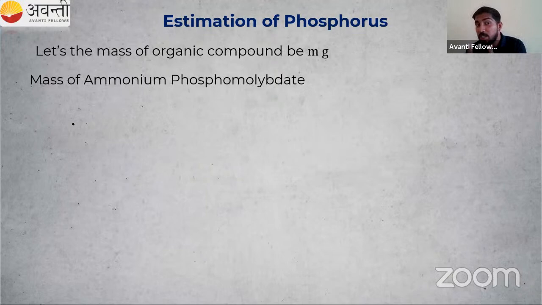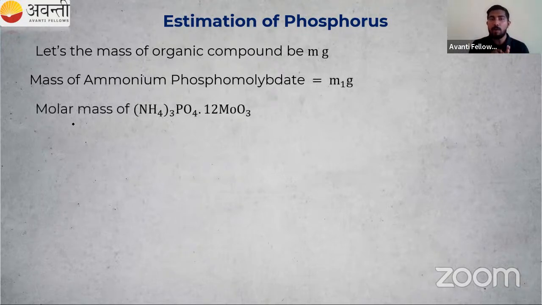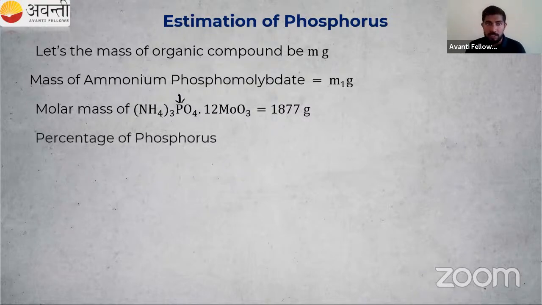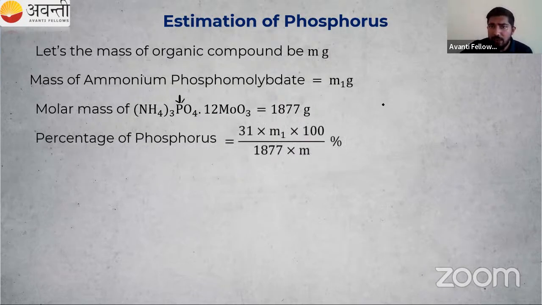So this is the first method. The final product is ammonium phosphomolybdate, right? I'm taking its mass as m1 gram. This is the formula for ammonium phosphomolybdate. Then we have to find the molar mass of ammonium phosphomolybdate. Otherwise it will take a lot of time to calculate, so I'm giving it: the molar mass is 1877 gram. In that there is one phosphorus. Then we have to find the percentage of phosphorus.